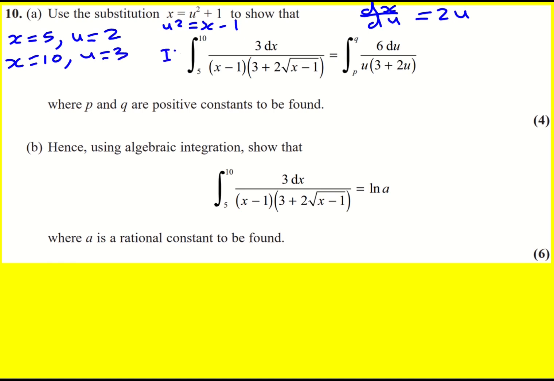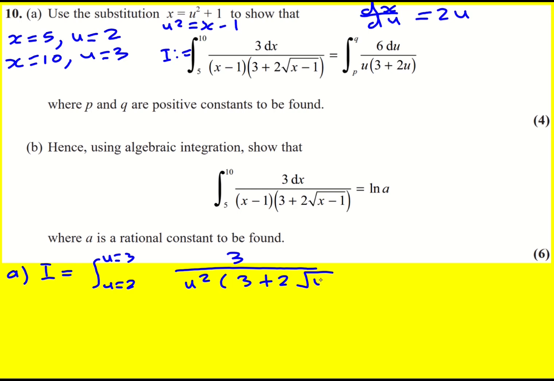So I'm going to denote this integral as I, and I is therefore going to be the integral from u equals 2 to u equals 3 over, and actually I can replace that x minus 1 by u squared. Sometimes things cancel out, but I think it's going to be the case here, and if it does cancel out, that's okay. Let's try and get everything in terms of u. Then 3 plus 2 times the square root of u squared.